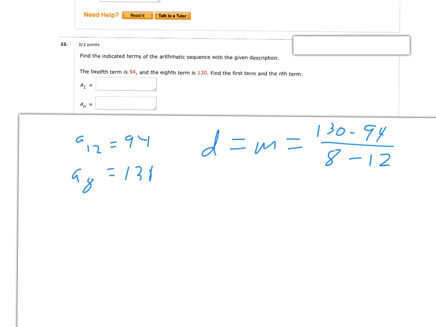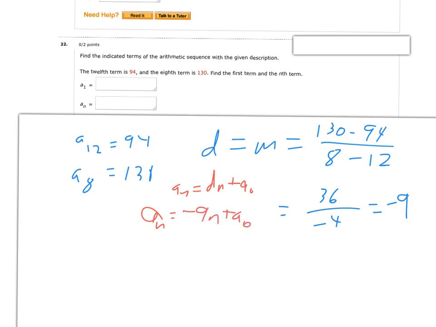All right, so I'll just simplify that. So obviously the bottom is -4. The top here is 6 and 30, so that makes 36. And so that's going to be -9 for my common difference. So what I can do then is set up my equation here. So I can say a sub n equals, and then I'm going to use a sub n equals dn plus a sub 0. So that would be -9n plus a sub 0. So I'm going to figure out what that is here.